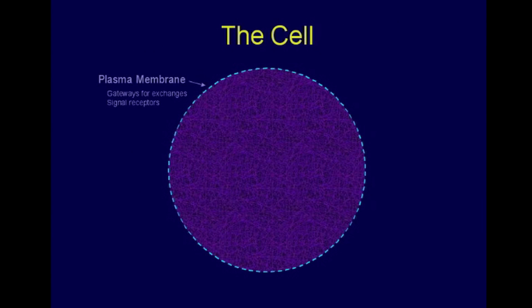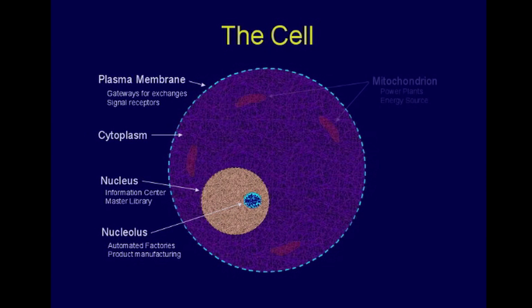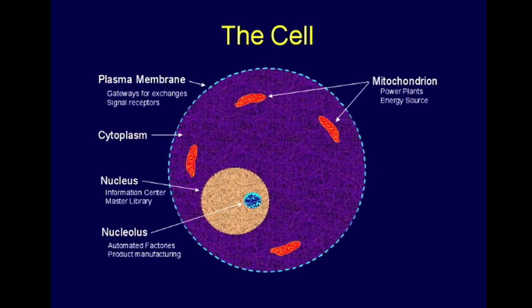The actual cell has a plasma membrane which has gateways for exchanges. It has signal receptors so it can get message traffic. There's a cytoplasm, which is a fancy word for when we don't know what it's made of. We have a nucleus, which is the information center, and that's where the master library is that everybody else will consult. Inside there are the automated factories, and that's where they do the product manufacturing. Then you've got these power plants, which provide the energy for the city to work. It's like a miniature city.